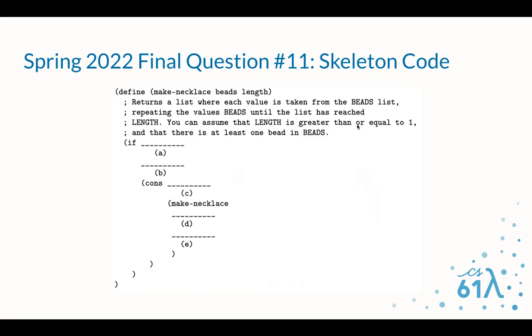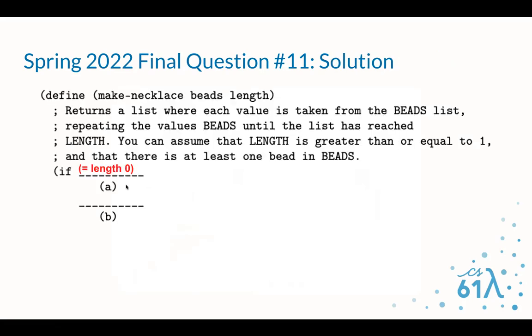A base case for length one would work, but for the solution that we have here, they made the base case where the length is 0. In general, it's a good idea to have your base case be the easiest possible case, which in this case would be if length is 0. So if length is 0, what would we want to return? We would just want to return nil, right? Because we want the length to be 0, so we basically want to return an empty list.